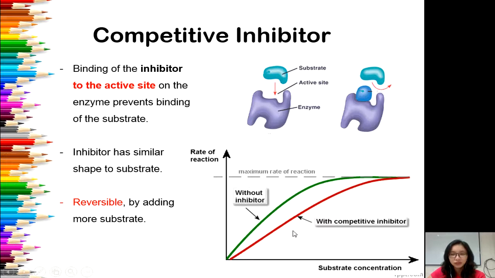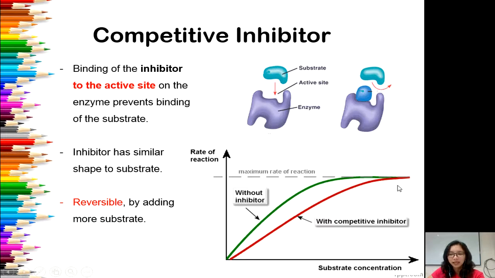But with the presence of competitive inhibitor, when the substrate concentration is low, or not too high, the rate of reaction will be lower than normal, because less substrate can bind onto the active site. But as we increase the substrate concentration, see what happened, we can also reach the same maximum rate of reaction, or Vmax, just like in the absence of inhibitor.